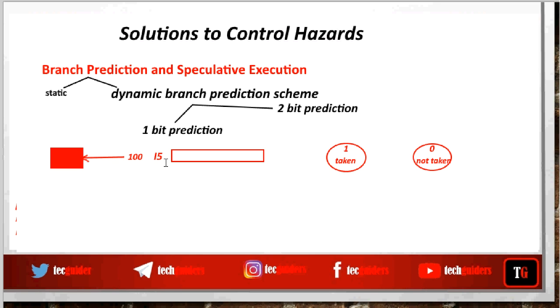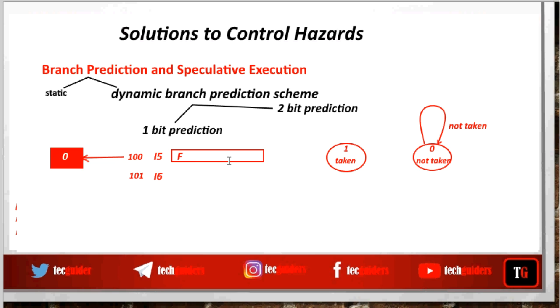Now suppose instruction I5 has entered the pipeline. Along with fetching this instruction, in parallel we will check its prediction bit. Assume that the prediction bit for I5 equals 0. It means the prediction is that the branch will not be taken, so we proceed in that predicted direction. When we execute instructions in the normal sequential order, we fetch the instruction from the next address itself. Now after 2 or 3 cycles, by the time instruction I5 is executed or completed, suppose it is realized that our prediction was correct and the branch should not be taken. Then the prediction bit for this instruction remains the same. It means we remain in the same state, where the branch is not taken.